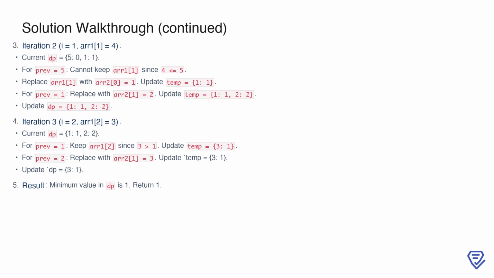Finally, for ARR1[2], which is 3, the current DP is {1: 1, 2: 2}. For the previous value of 1, keeping 3 is possible as it's greater, so temp becomes {3: 1}. For the previous value of 2, replacing 3 with ARR2[1], or 3, requires no additional operations, so temp remains {3: 1}. After this iteration, DP becomes {3: 1}. The minimum value in DP is 1, so the result is 1.